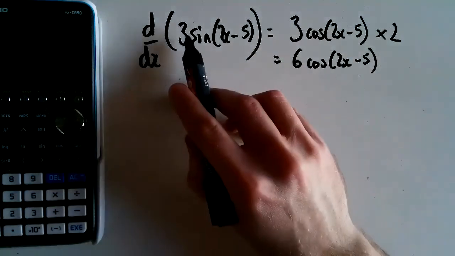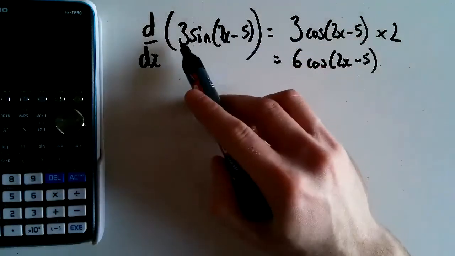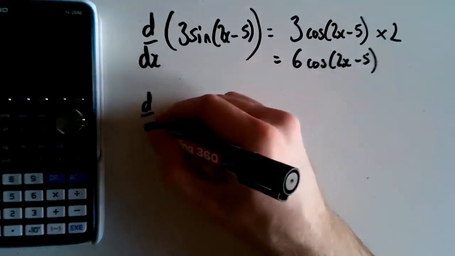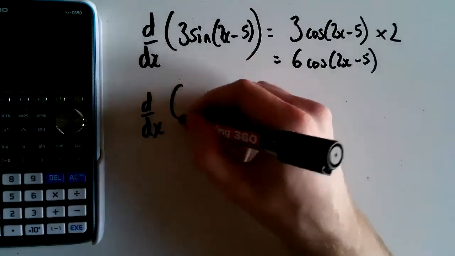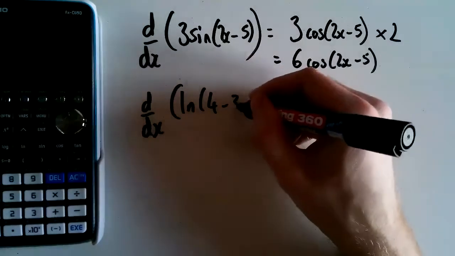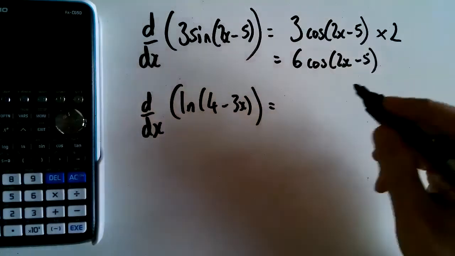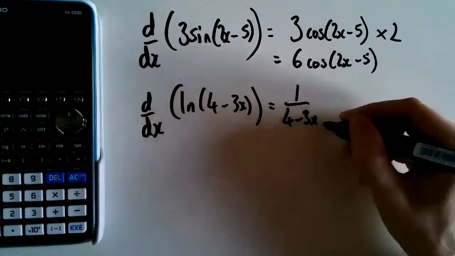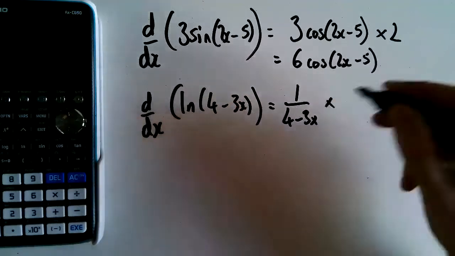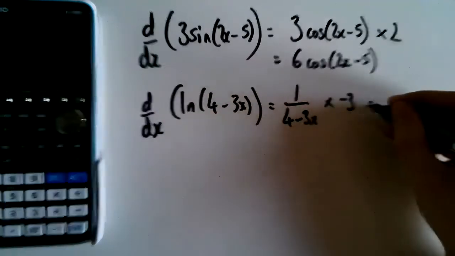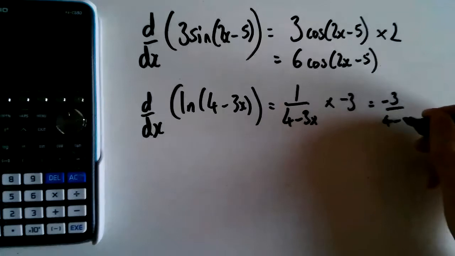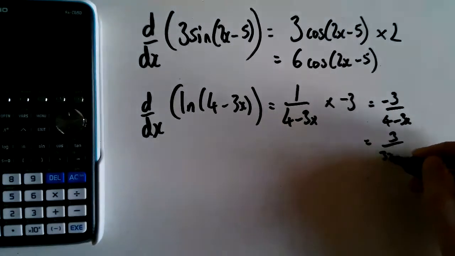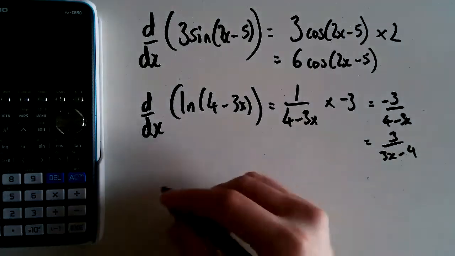Now remember, I'm allowed to leave the 3 alone because it's a constant. If that was something like 3x, I would have to use the product rule. Okay, next one. ln of 4 minus 3x. So ln differentiates to 1 over the bracket, times by the derivative of the bracket, which is minus 3. So again, minus 3 over 4 minus 3x. Or it's nice to write that as 3 over 3x minus 4. Just change the signs and everything.